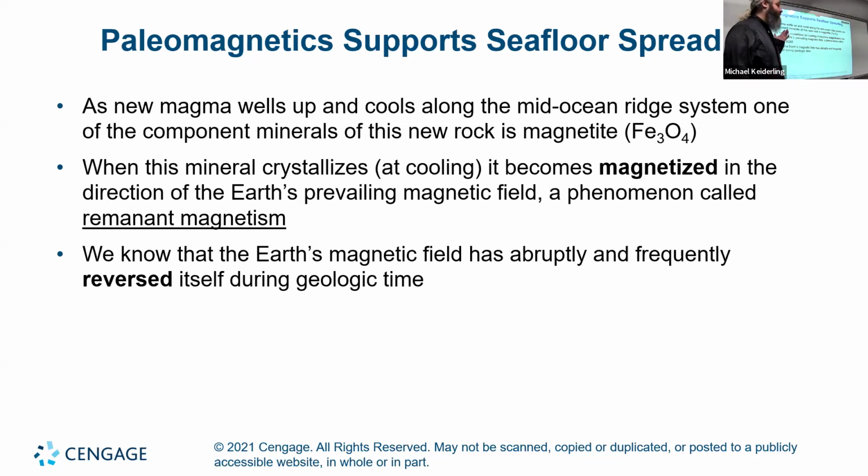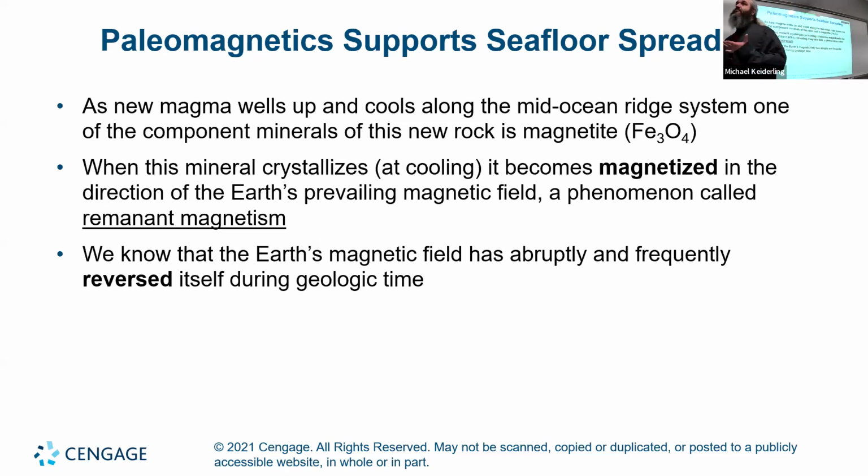And we also know from other places that the Earth's magnetic field every once in a while changes direction. And we know this, it flips. We know this from looking at volcanoes, it turns out, because there'll be layers of remnant magnetism in volcanoes where one layer was put down in one direction, and then the next layer is in the opposite, and so on. So it has abruptly and frequently reversed itself during geologic time.